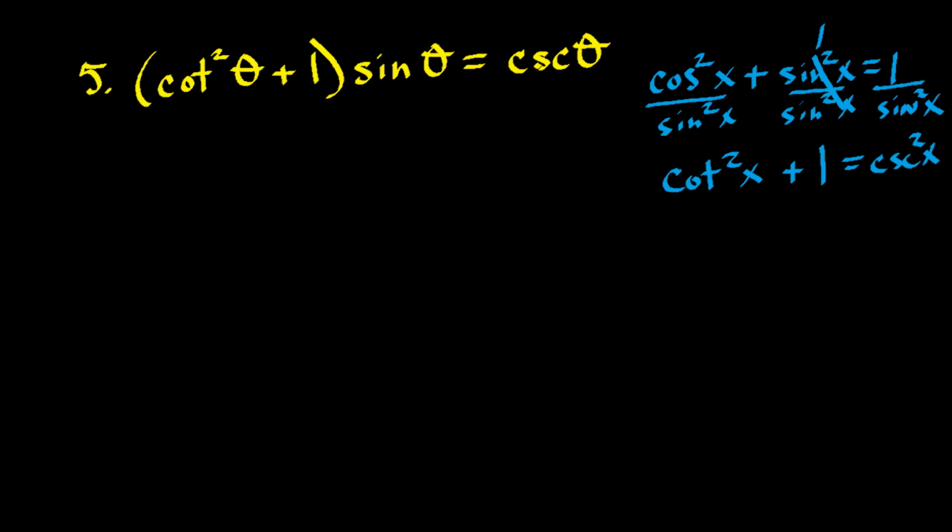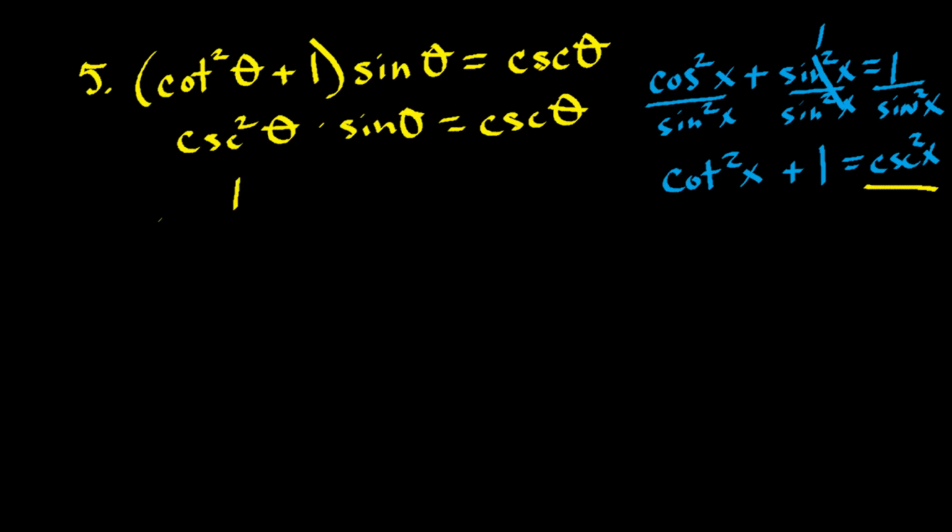So our first step will be to substitute for cosecant squared theta. Cosecant squared theta times sine theta equals cosecant theta. Next, I'm going to change cosecant squared theta using the reciprocal identity into 1 over sine squared theta.